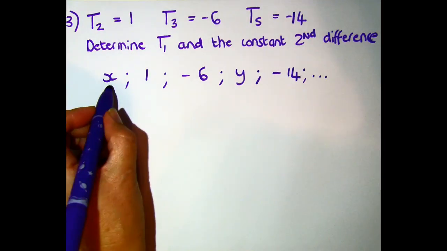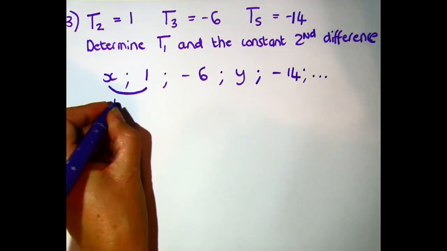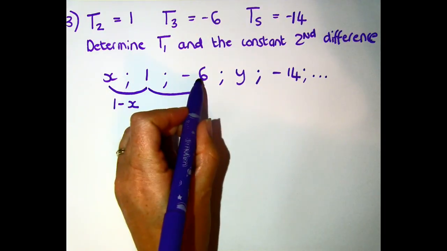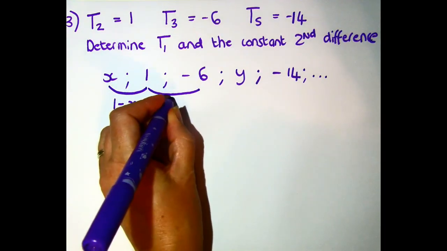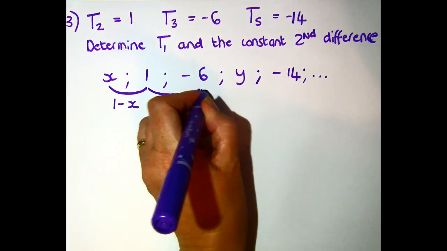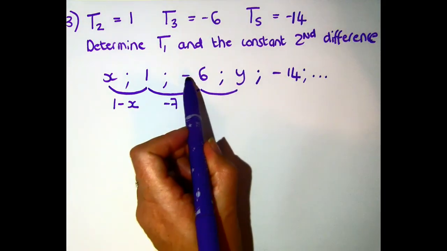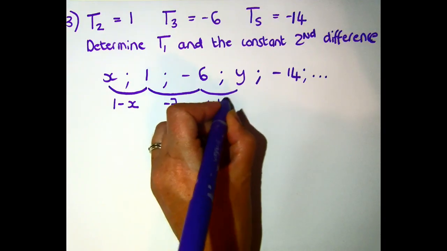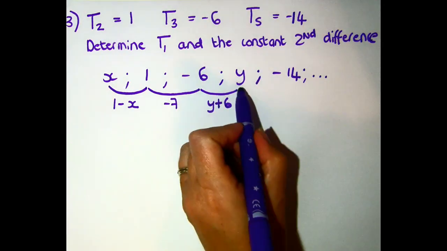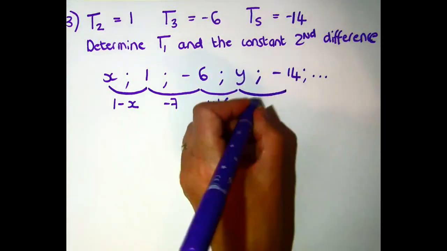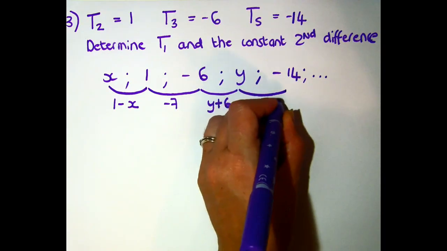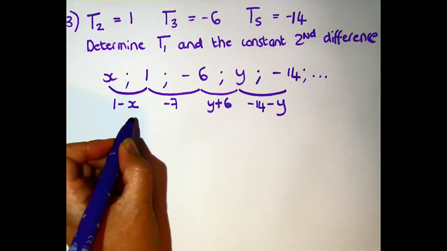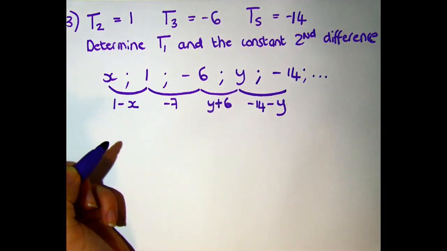Right, so our first differences, that'll be 1 minus X. Negative 6 minus 1 gives me negative 7. Y minus negative 6 gives me Y plus 6. I'm just cleaning it up as I'm going. And this one will be negative 14 minus Y. Arguably it gets even messier on the next round, but what's great about the second differences is that we know they're equal to each other.